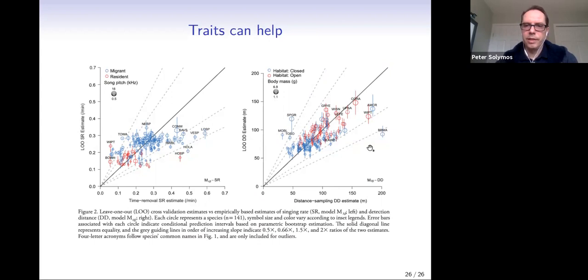And the best predictor for this detection distance relationship was body size, which again relates to sound pressure, how loud they vocalize, right? So that's why you can see crows and ravens up here.